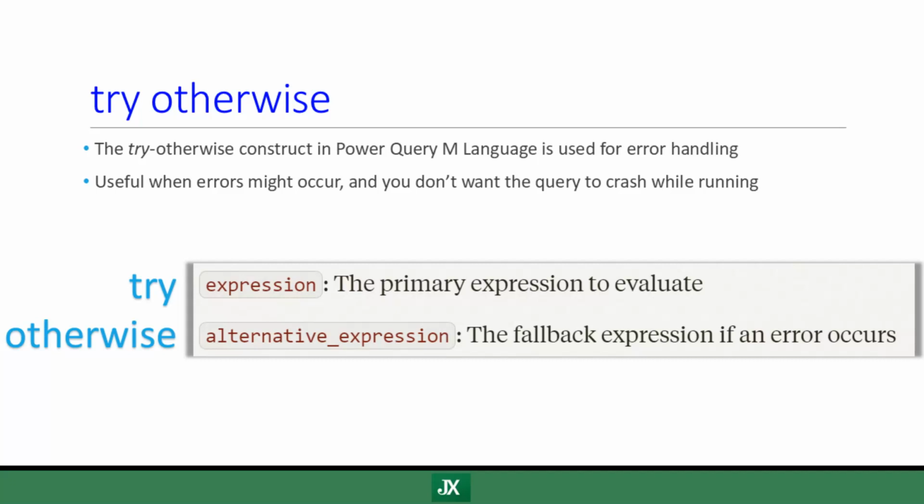If the expression does not result in an error, the primary expression to evaluate will still be returned. But if there is an error, then whatever value is specified after the otherwise keyword will be returned instead of the error.